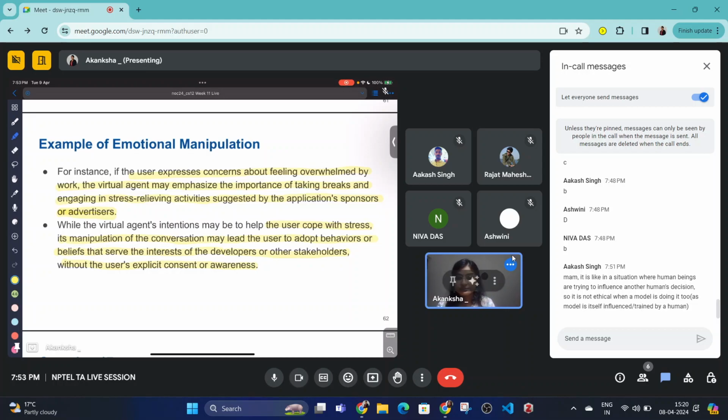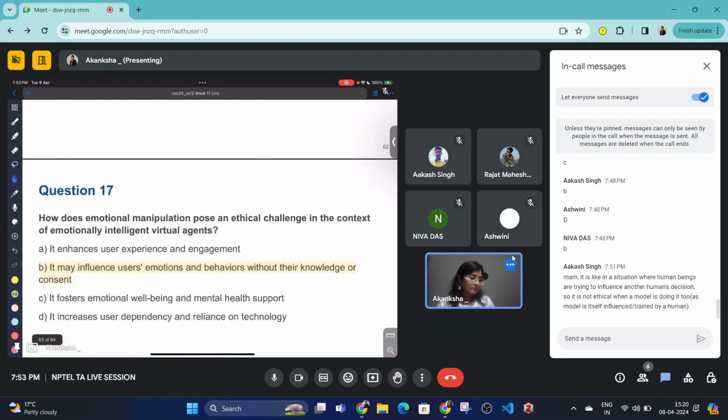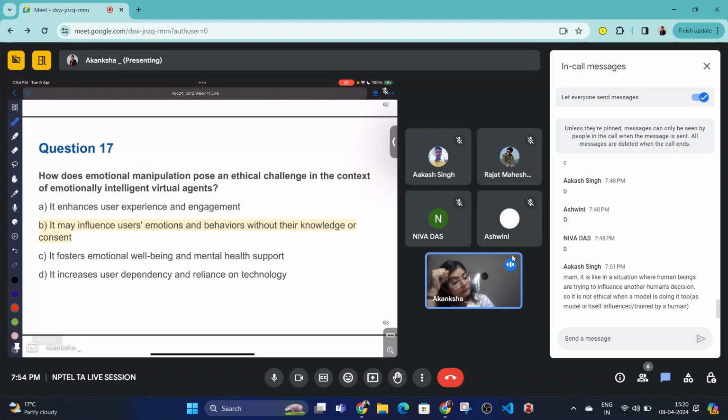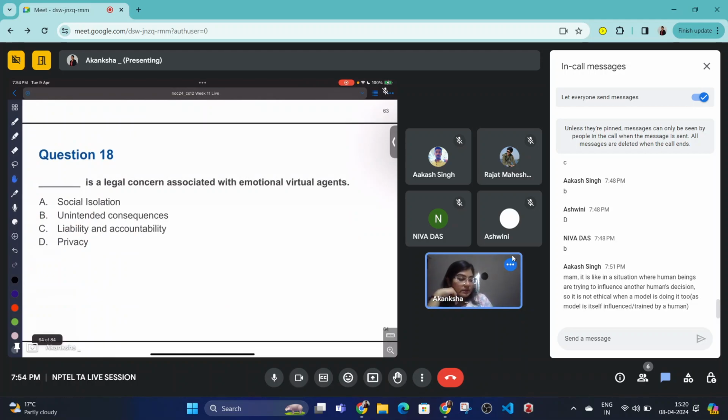Right? So it's very similar to the scenario where you go to a doctor and they recommend you medicine from a particular brand. Like, okay, this is what you have to buy, although the salts are the same in different companies as well. That's the same thing here. So it can influence other users' emotions and behaviors without their knowledge and consent. Right? Okay. This is a legal concern associated with emotional virtual agents.